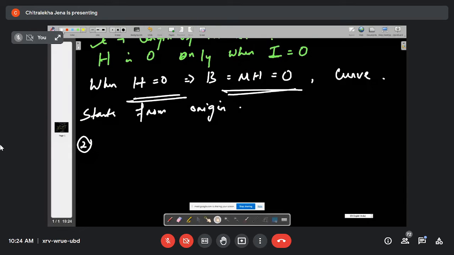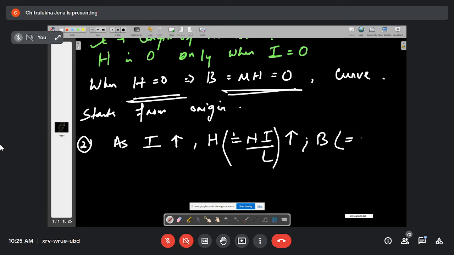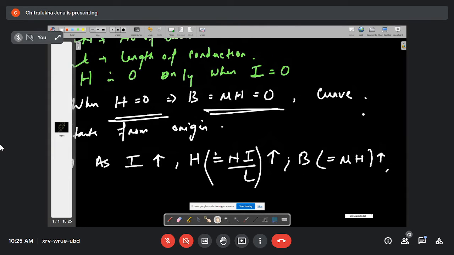Second point, as the current increases, what happens to your H? H will also increase. H which is equal to Ni divided by L, that will also increase. Yes or no? Yes, ma'am. B which is equal to mu into H, this will also increase, right? Okay, so the curve is increasing with the increase in the current.